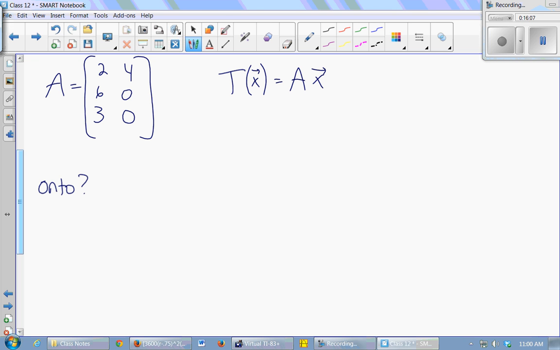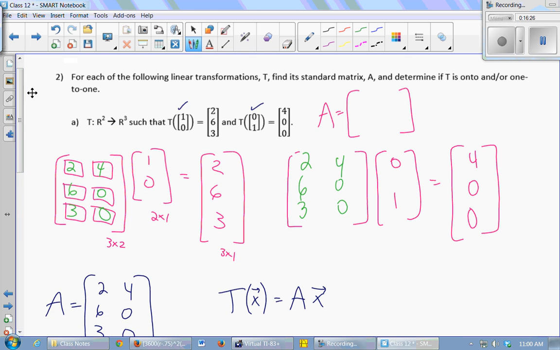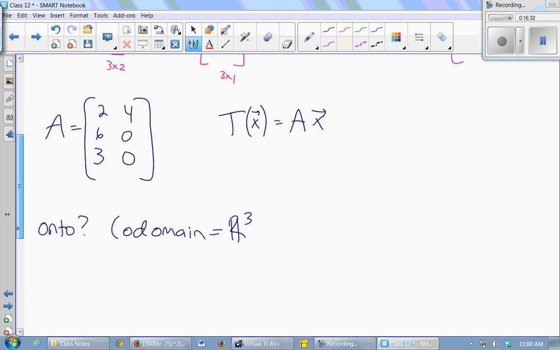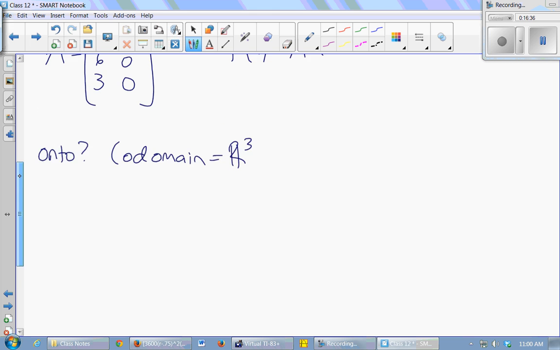Okay, so we said a function's onto if it can produce any element in the codomain. What's the codomain of this thing? What kind of vectors do I get out? R3. So my codomain is R3, right? And I can tell from the givens, they plugged in an R2 and I got out an R3. So I know that my codomain is R3. This transformation produces vectors in R3.